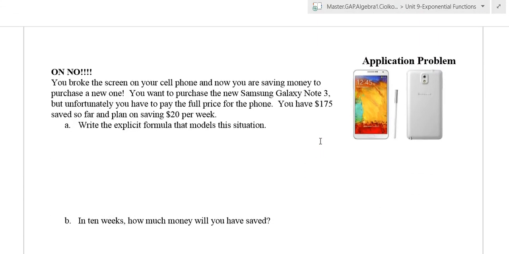Alright, for this one. Oh no! You broke the screen on your cell phone and now you are saving money to purchase a new one. You want to purchase the new Samsung Galaxy Note 3. But unfortunately, you have to pay the full price for the phone. So no payment plans here. You have 175 saved so far and plan on saving 20 per week.